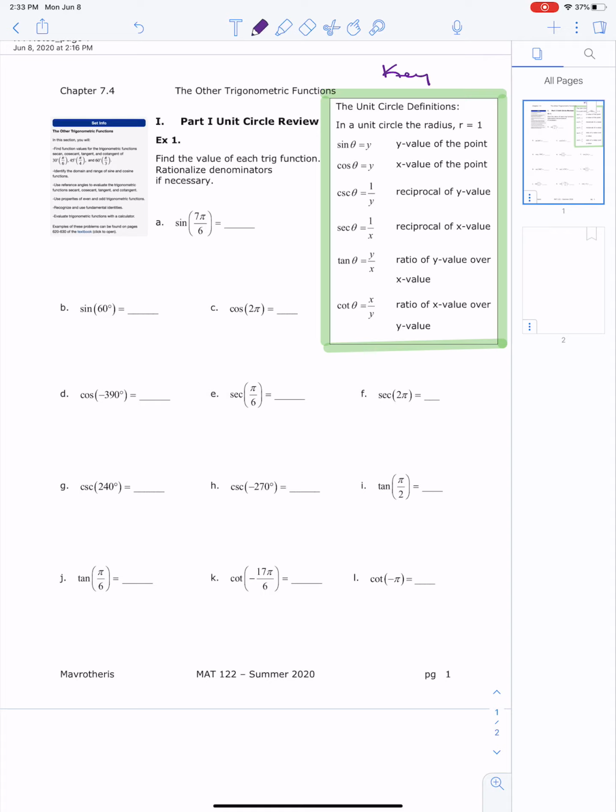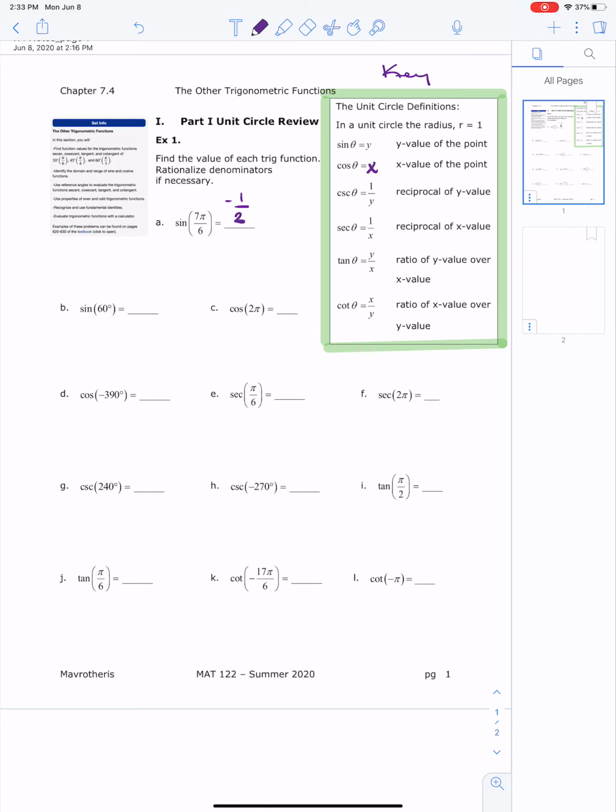And I just realized up here it says cosine theta equals y. That should be an x. To the right of it, it says the x value, but that one got by. Okay, so right off of the unit circle, a, sine of 7 pi over 6. 7 pi over 6 is in quadrant 3, and the sine value is negative 1/2.